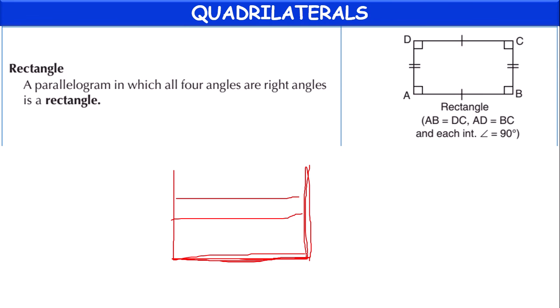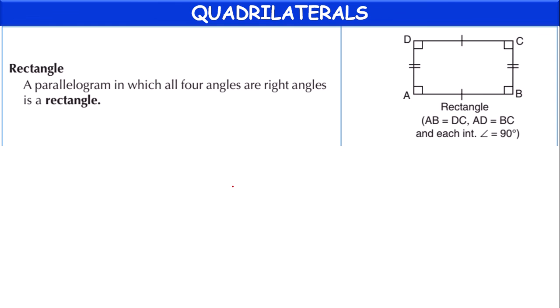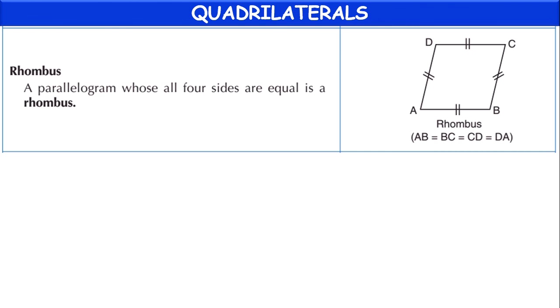So here also the distance is equal; indirectly this side will be the distance between the parallel lines. In ABCD, AB is the distance between the parallel lines, and CD is also the distance between the parallel lines. So the distance between parallel lines is always equal. So the sides also become equal. So this is the second type of quadrilateral, the rectangle.